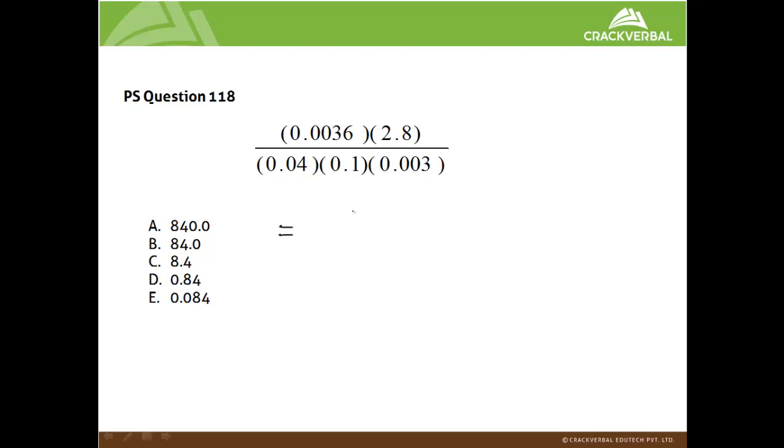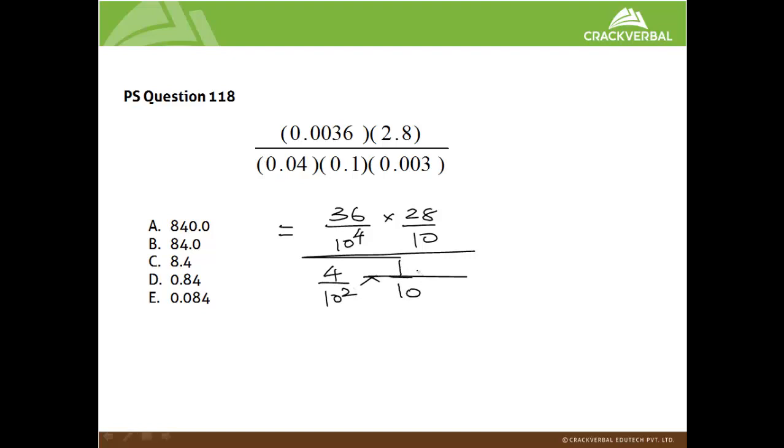0.0030036. So you have four values in the decimal. So that means we can write this as 36 by 10 raised to the power 4. Right? So 2.8 can be written as 28 by 10, one decimal point. Likewise 0.04 in the denominator, so we can write it as 2 decimal points, 4 by 10 square. Likewise 0.1 can be written as 1 by 10, likewise 0.03, so 3 decimal points, we can write it as 3 by 10 power 3.